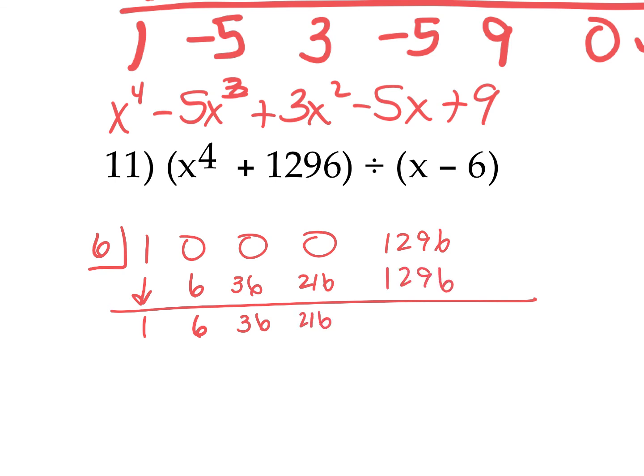1296. Is x minus 6 a factor? No. If it was negative, then yes, your remainder would be 0, but this is not a negative. You would add those two numbers together and get a big number, so no, this is not a factor.